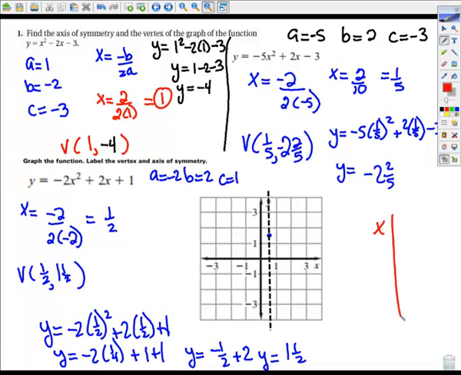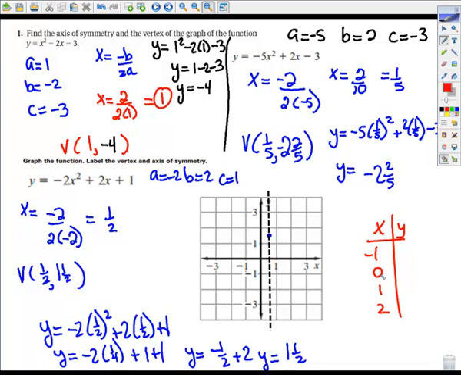Now I need to make a table. And what I'm going to do is I'm just going to surround it. So I'm going to surround it on both sides of my axis of symmetry. I do know that this is going to open down, and this is my maximum. So I'm going to go ahead and use the points negative 1 and 0 and 1 and 2, and I'm just going to see what happens.